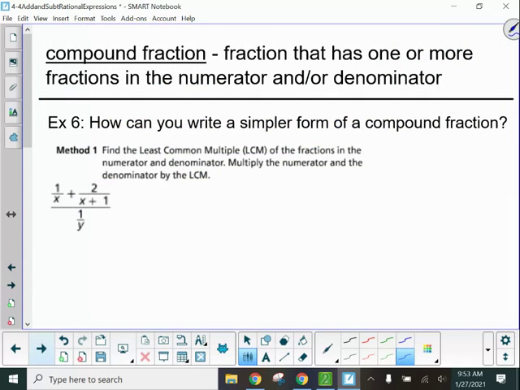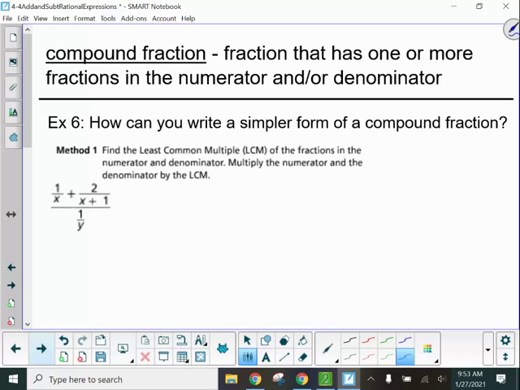The last thing that we're going to look at is compound fractions. These are fractions within fractions. So it's a fraction that has one or more fractions in the numerator and or denominator, and there's two different ways you can deal with this. We're going to look at method 1 first, which is where you find the least common multiple of the fractions in the numerator and denominator, and then multiply the numerator and the denominator by that least common multiple. Basically, instead of it being fraction divided by fraction, you're going to have polynomial over polynomial.